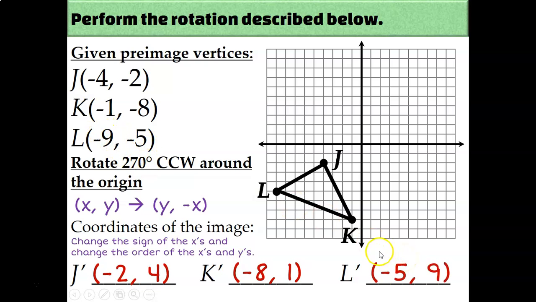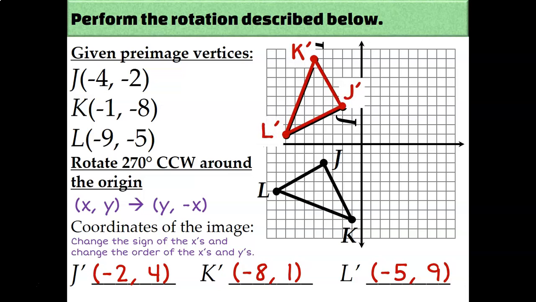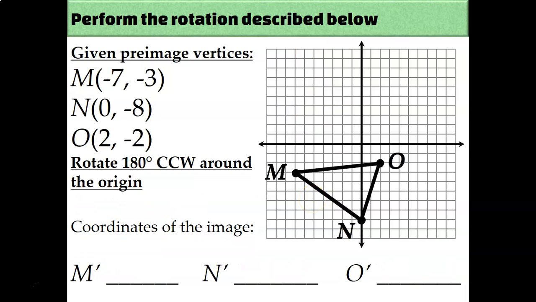coordinates of L prime. Performing this transformation would look like this if you think about it as a 90-degree clockwise rotation instead of 270 degrees counterclockwise, because those things are really the same. Alright, I want you to pause the video and try this next one on your own. Let's see how you did.